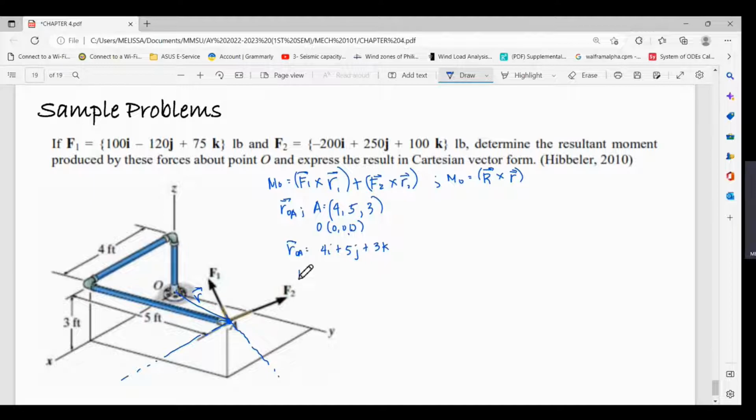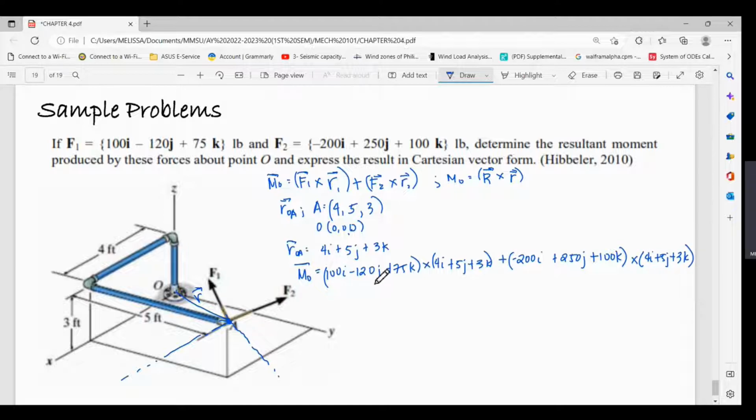Okay. Therefore, the moment at point O is equal to F1 natin. We have 100I minus 120J plus 75K crossed by 4I plus 5J plus 3K. And then plus yung ating F2. F2 natin is negative 200I plus 250J plus 100K. Cross with the position vector R na 4I plus 5J plus 3K.